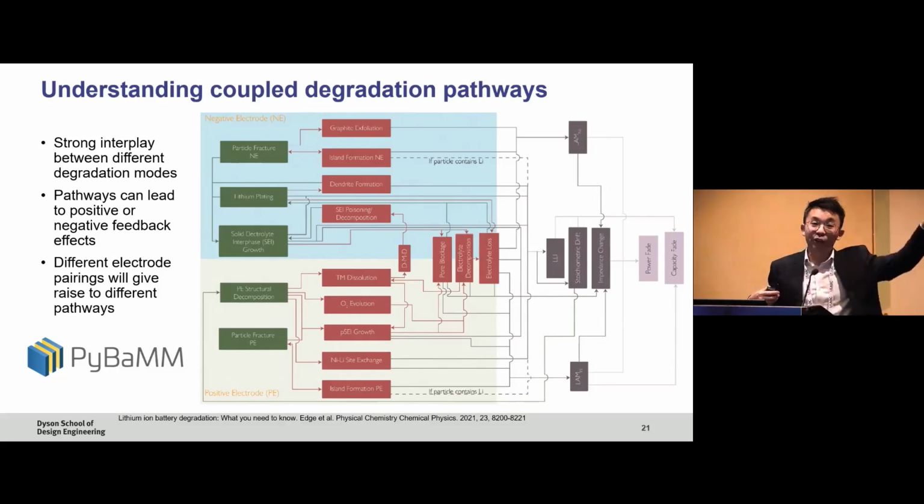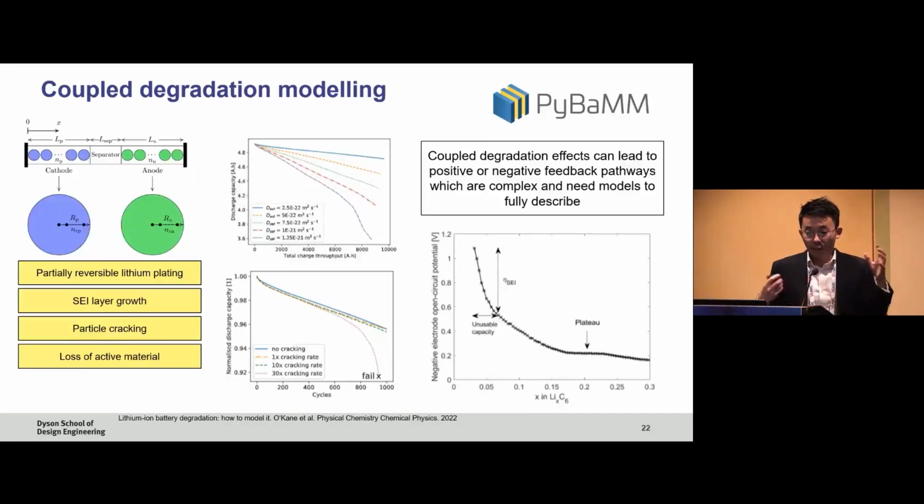So really, bringing it all together, understanding degradation is very coupled. Earlier, I showed you each degradation mode in isolation, but actually there's a path dependency involved there. Particle cracking leads to more surface area, more SEI layer growth, and that's really important to capture. So in terms of what we're doing, we're coupling these degradation modes.